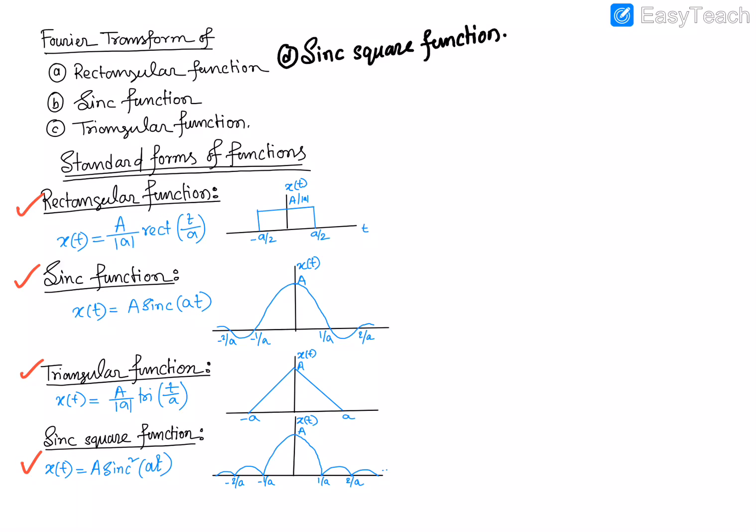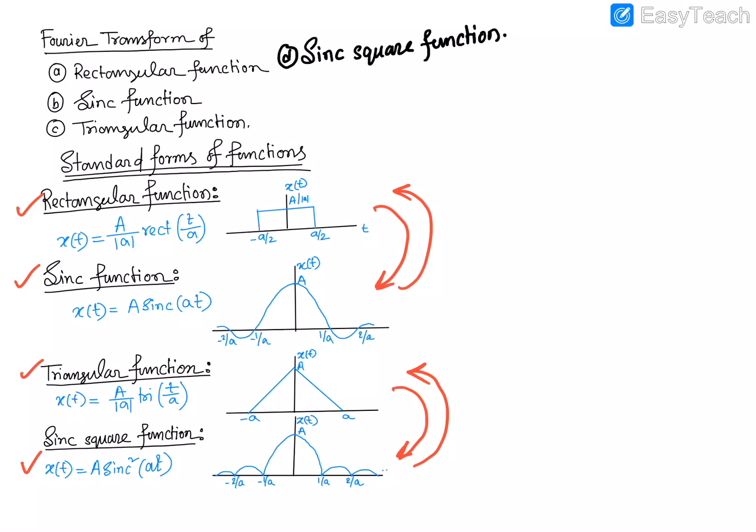We all know that the Fourier transform of rectangular function is a sinc function, and the Fourier transform of sinc function is a rectangular function. Similarly, the Fourier transform of triangular function is a sinc square function, and the Fourier transform of sinc square function is a triangular function. Another thing is that in this case all the functions are written in time domain only, but in case of frequency domain you have to replace the time t by f, that is the frequency f.